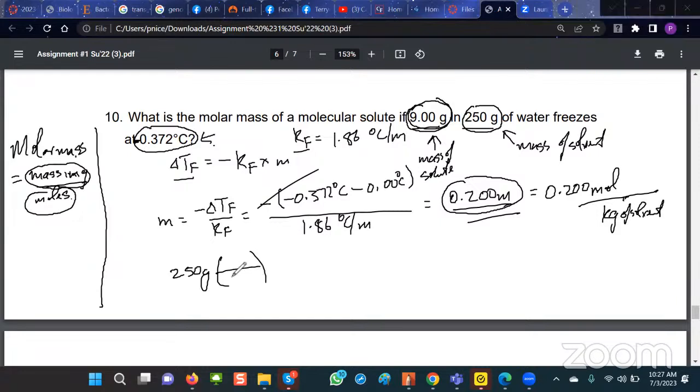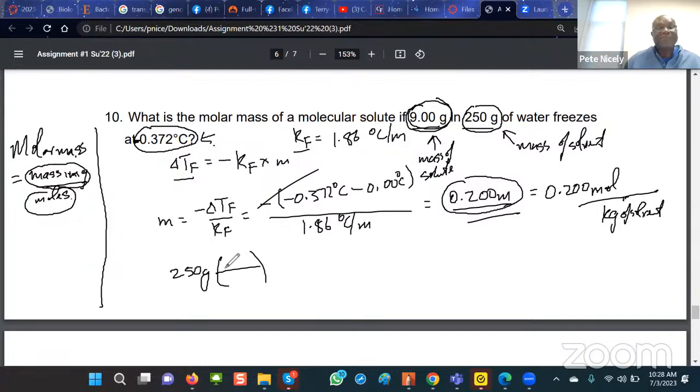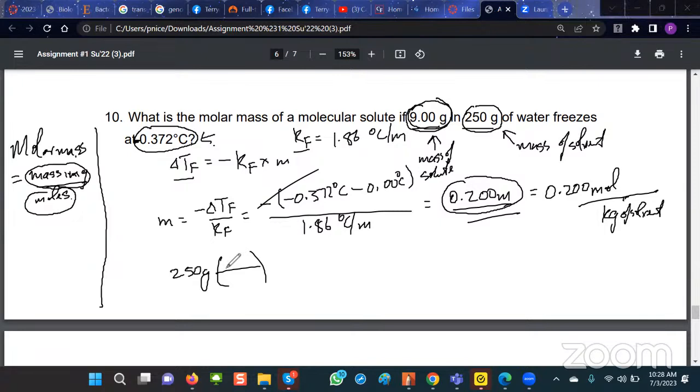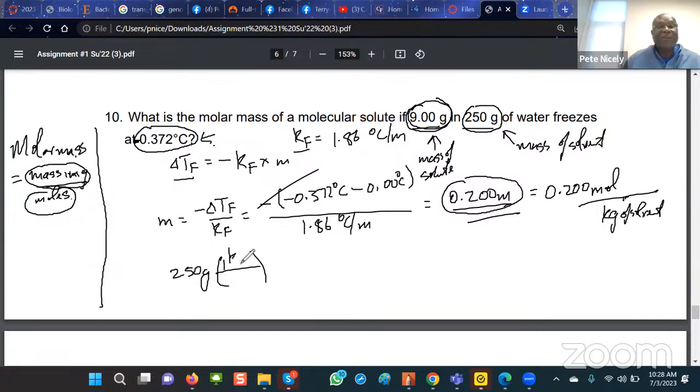To get it to kilograms, it would be divided by 1,000. Okay, so I would put 1 kilogram up here and then 1,000 grams down here. All right. So the gram units will cancel out. Okay, so far so good. What will be the next step?